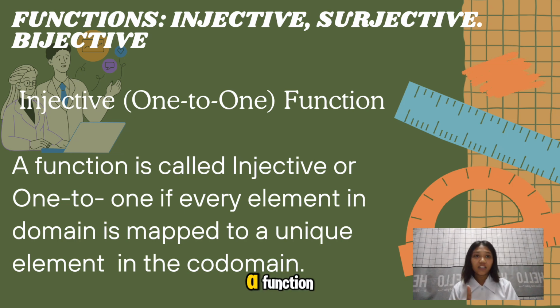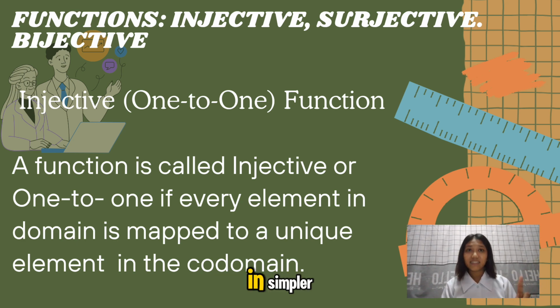A function is called injective or one-to-one if every element in the domain is mapped to a unique element in the codomain. In simpler terms, this means that no two different inputs have the same output, right? If two elements in the domain give the same result, then the function is not injective.